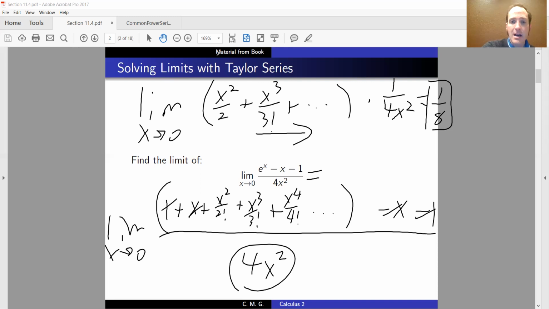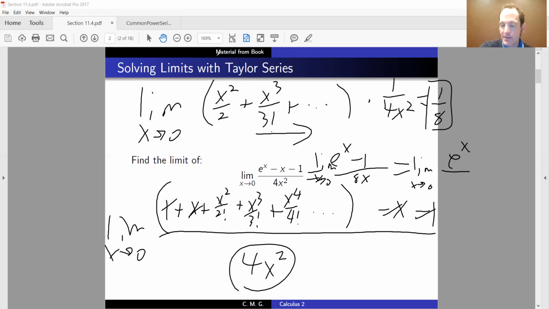So the derivative of the top is just e to the x minus 1, and the derivative of the bottom is just 8x. And now the bottom and the top still go to 0. And so the limit as x goes to 0 is just going to end up being e to the x on the top. The derivative of the top is just e to the x. Derivative of the bottom is just 8. As x goes to 0, that goes to 1 over 8. I get the same thing.